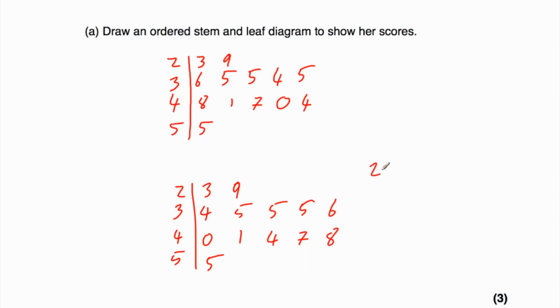And let's do our key. 2, line 3 means 23. And that's it. So we've drawn an ordered stem and leaf diagram to show her scores.